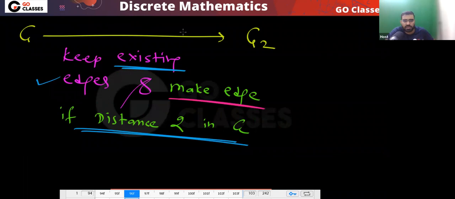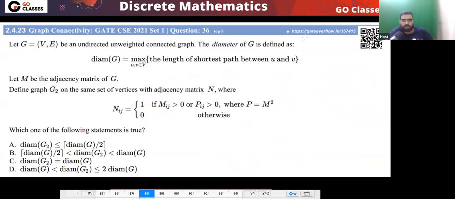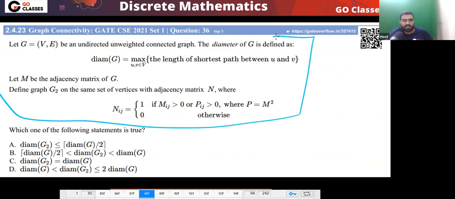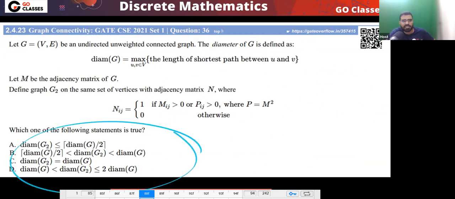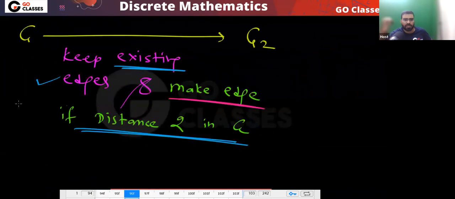Everything is very good actually in this question. This is a beautiful question because you can notice the length of this question. So much is given just to define this question, and then finally something is asked. So you can easily solve it. Now let's move on. You have to observe that we keep existing edges the same and make an edge if the distance is 2.